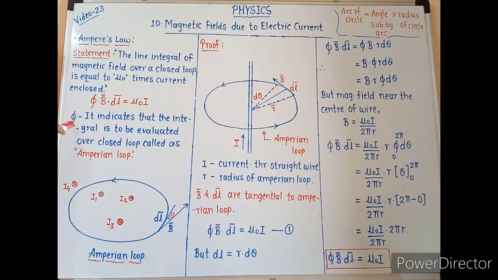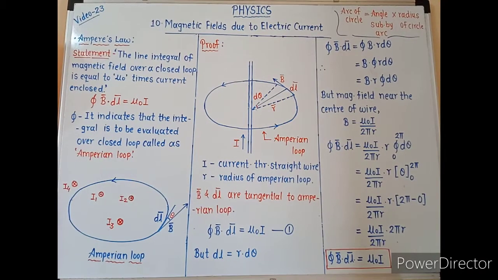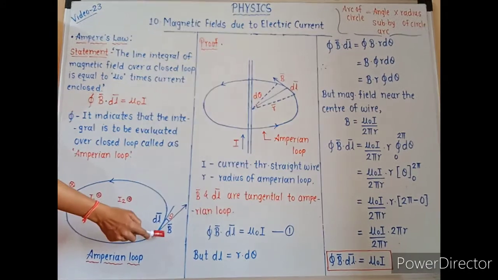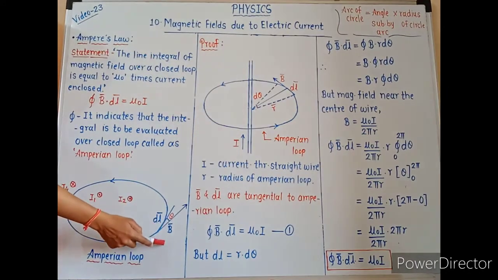Now this sign on the integral indicates that the integral is to be evaluated over a closed loop, and it is called the Amperian loop. This circular closed loop is known as the Amperian loop. So consider this figure. This is the Amperian loop. Now this is the direction of length element dl and this is the direction of magnetic field B bar. And theta is the angle between dl bar and B bar.